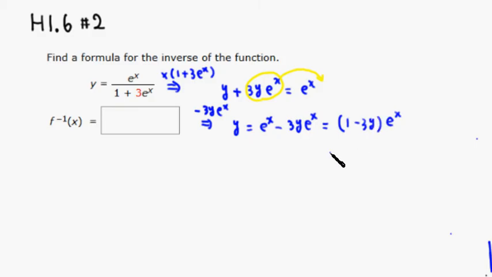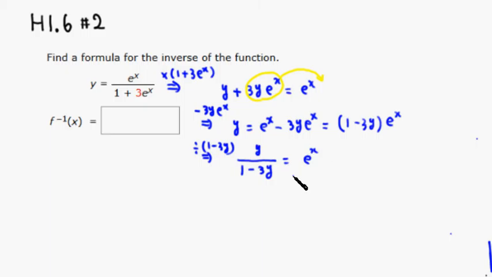The goal is to isolate x, so we need to divide through by the quantity 1 minus 3y. So we get y over 1 minus 3y is equal to e to the x.